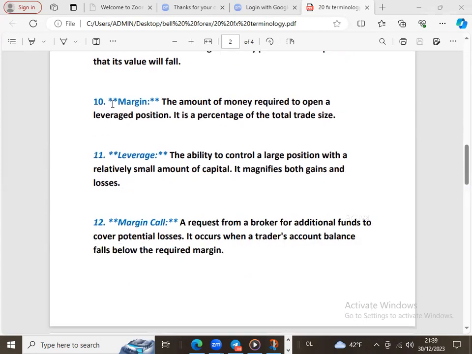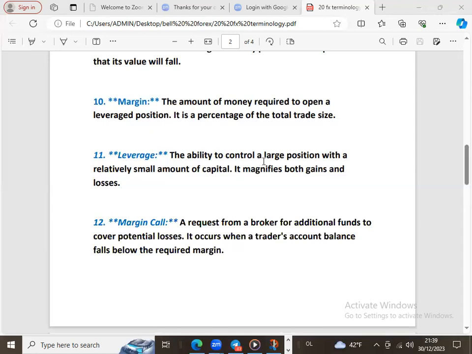The next terminology is margin. Margin is simply the amount of money required to open a leveraged position. So margin is like the capital that you have, the money you have in your account that you can use to trade.